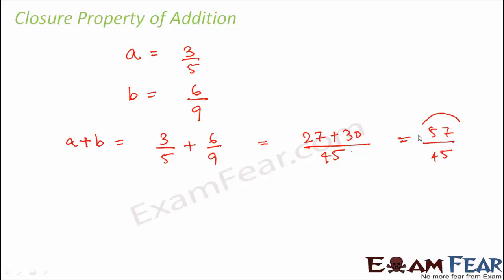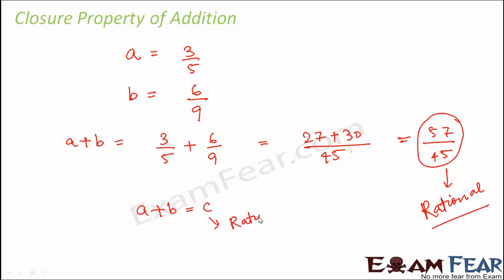Now when you look at 57 by 45, is it a rational number? This is in the form of p by q, where p and q are integers and q is not equal to 0. So this is a rational number. And that is why we say that rational numbers are closed under addition. So we can say that a plus b is equal to c, where c is always a rational number.